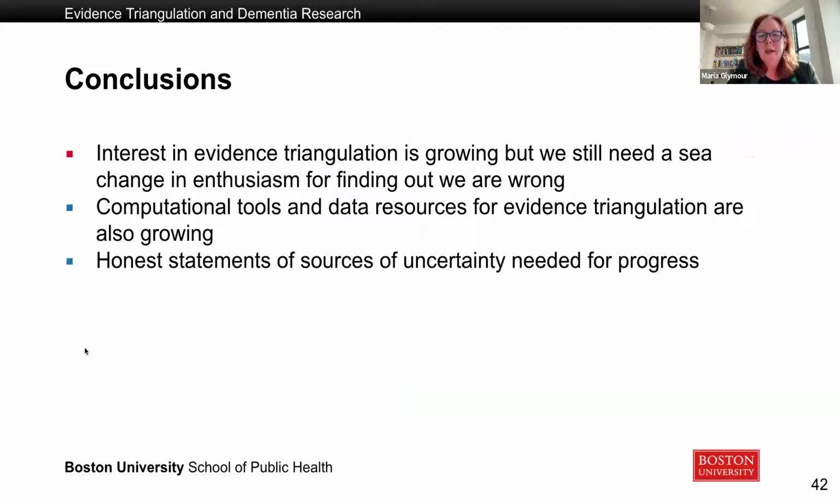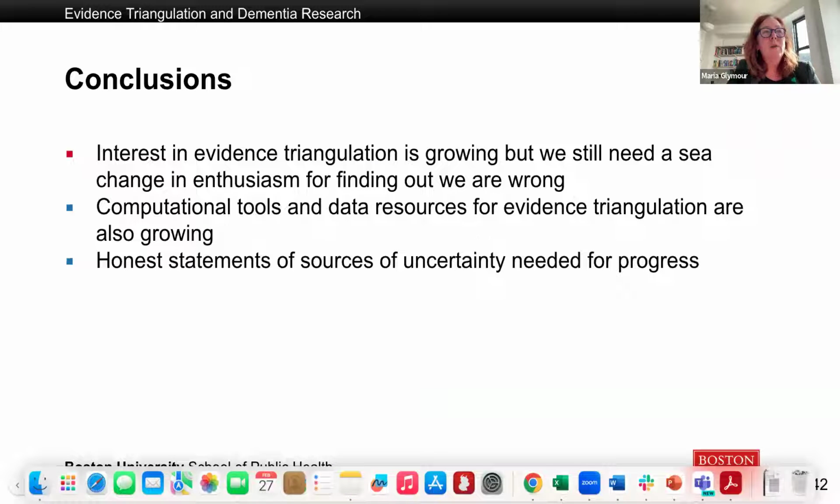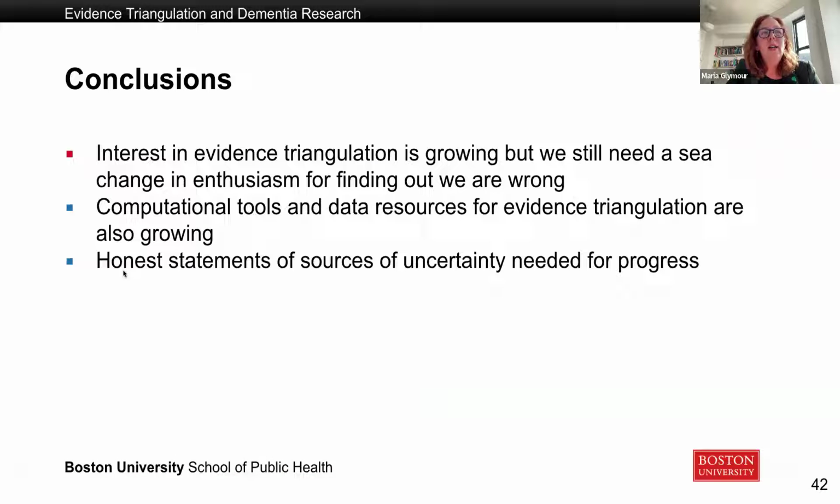All right, I will stop there so we get to hear a little bit from George and maybe hear some questions. Bottom line, I think interest in evidence triangulation is growing, but we really need a sea change in the level of enthusiasm for finding out we were wrong about our research. Computational tools and data resources are also growing, and honest statements of why we're uncertain are really essential.